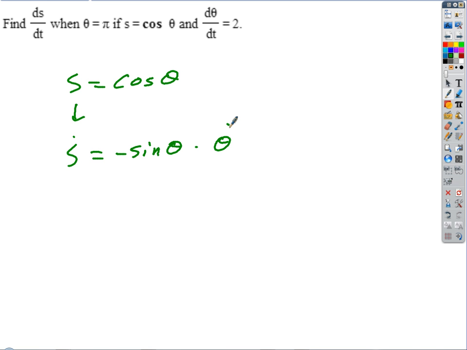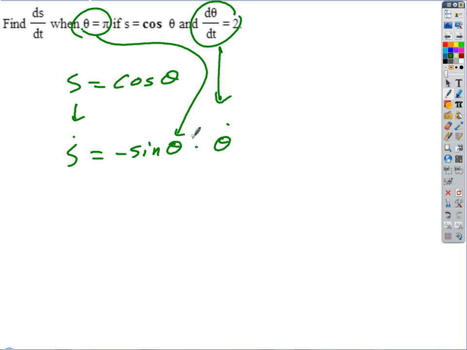Dot means differentiating with respect to t. And we already have theta dot here. We know theta is pi, so that makes that easy. And so all we do then is plug and chug, and we're there. Well, what's the sine of pi?